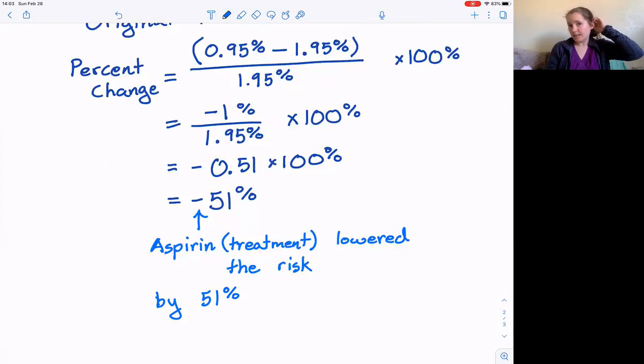It doesn't mean that we had a risk of 60% and it's dropped all the way down to, what would that be, 9%? No, it's as a fraction of, or as a percent of, the original risk. So in this case, taking aspirin daily essentially cut the risk in half, or lopped off half of the risk. So this is percent change in risk.